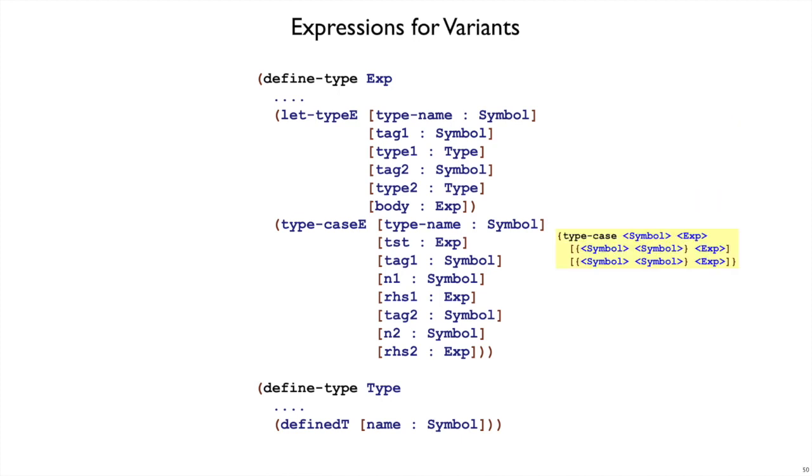Type case has a similar number of pieces. We have the type name at the top. We have the expression that I'm calling the test expression that we're going to go to one case or the other. Each case has three parts: a tag, a name of a variable that's bound to the field of the variant, and an expression for the result. So that's what we have here: a tag, a name, and the right-hand side expression for each of those two clauses. And also to represent a type name, like the symbol that we put here, like fruit or animal, then we'll have a defined t that can be used as a type.